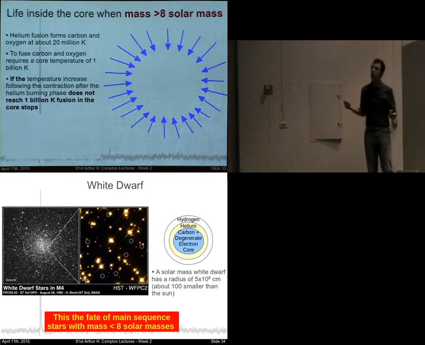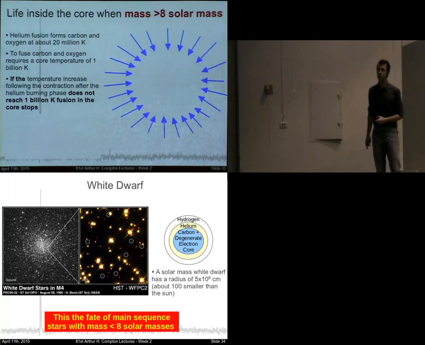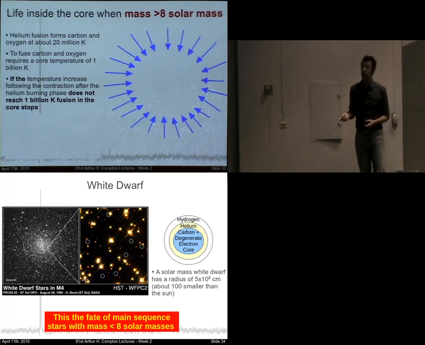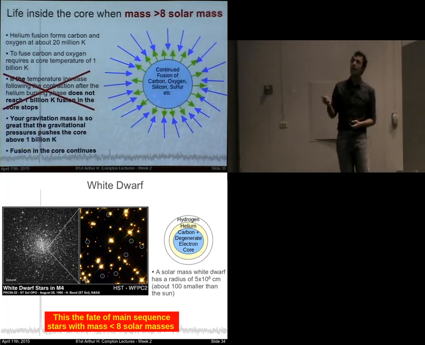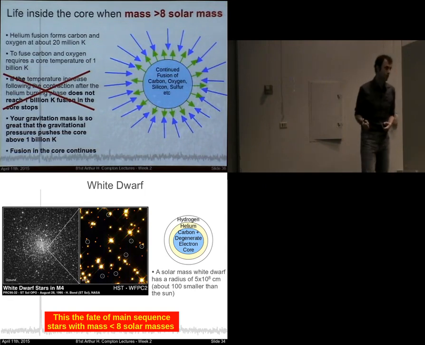Now, what about the big guys? What about the stars that have masses greater than 8 solar masses? This was the story that we had with the smaller fellows. However, these have a gravitational mass so great that the gravitational pressure pushes the core temperature above 1 billion Kelvin, and fusion in the core continues.